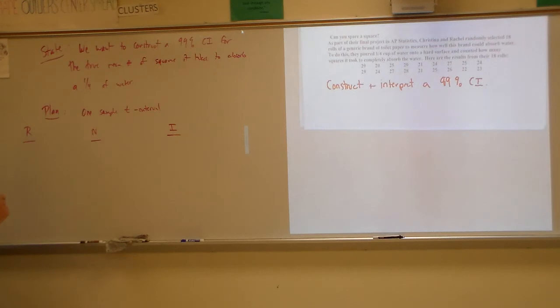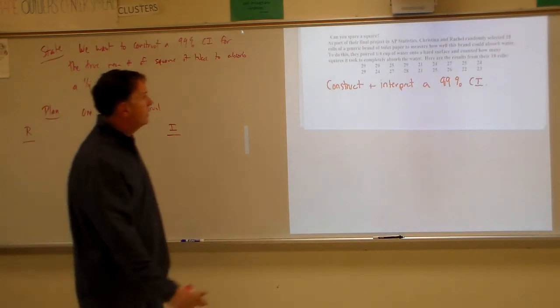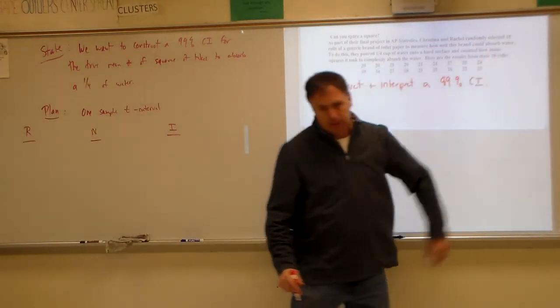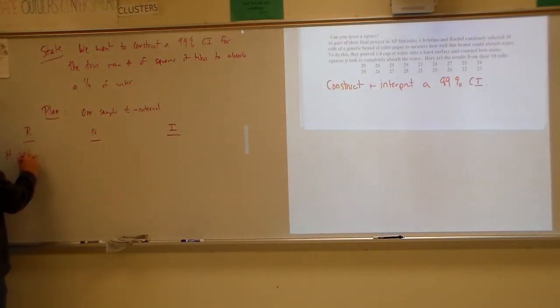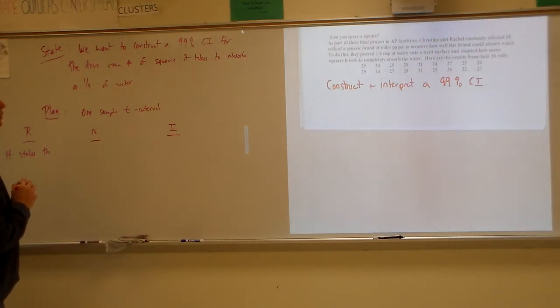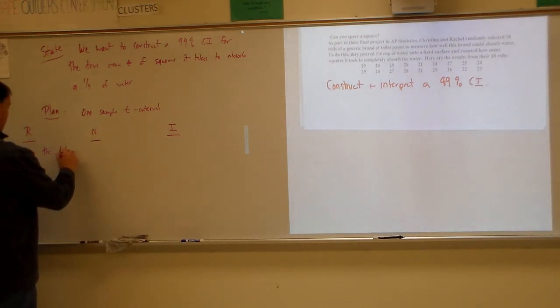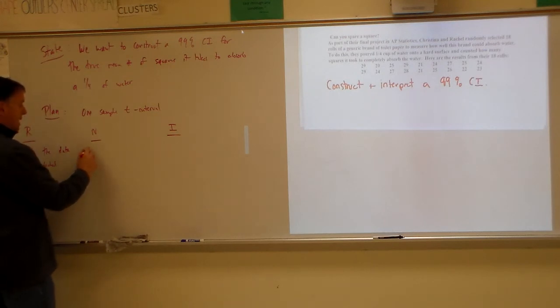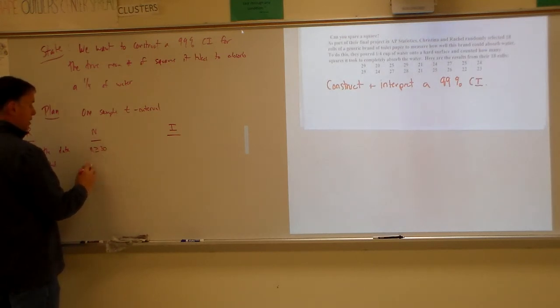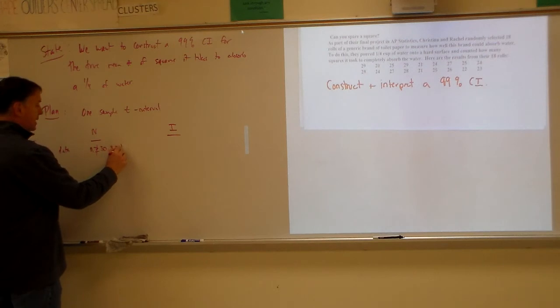Okay? Random. Let's see. Randomly selected. It states the data was randomly selected. Normal. N needs to be greater than or equal to 30, but guess what? It's not. N equals 18.